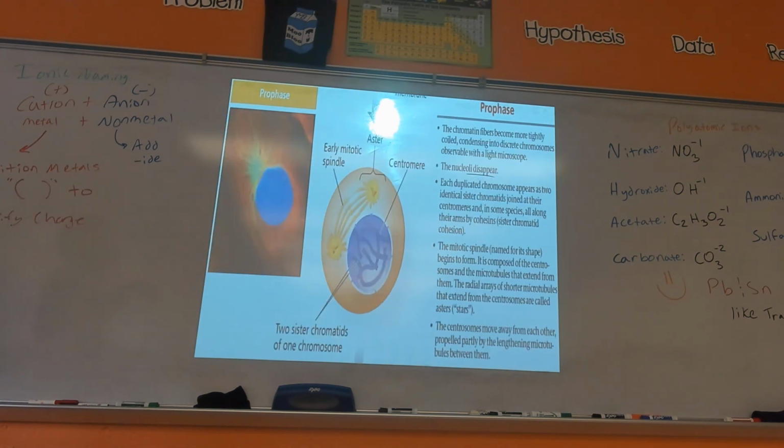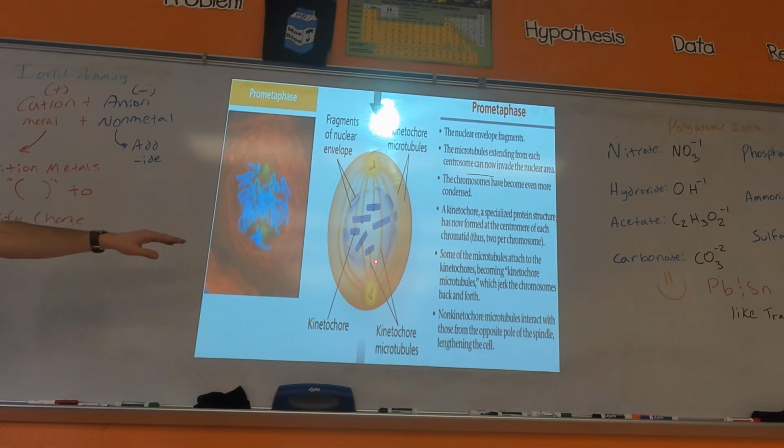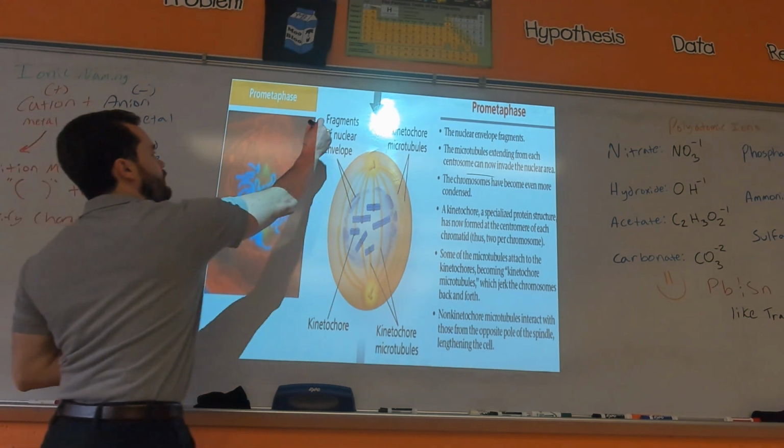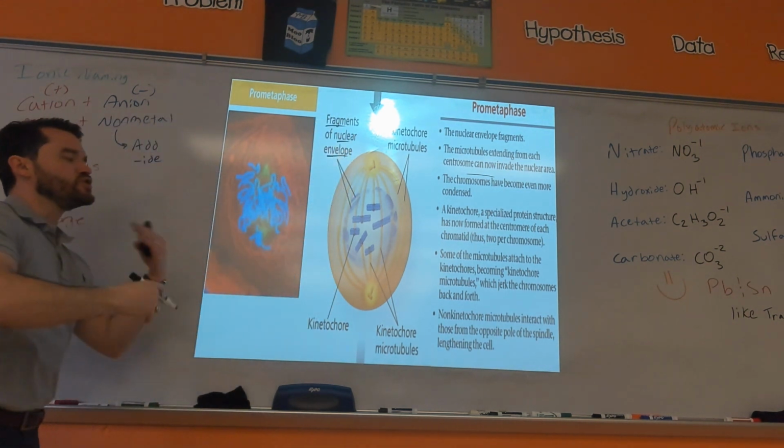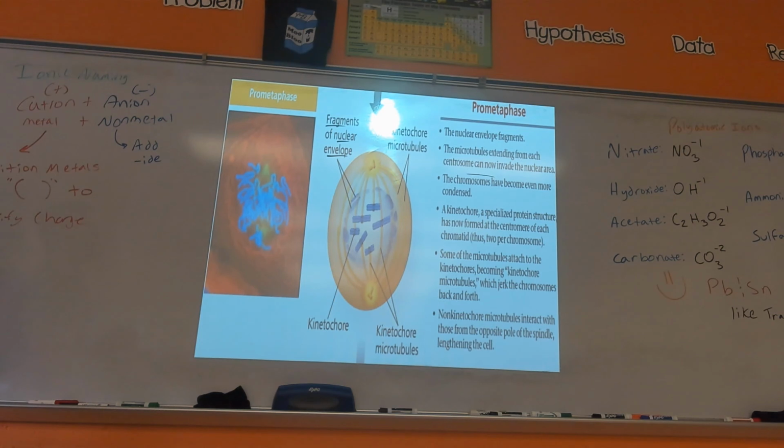Oh, I forgot to mention with prophase, like a prologue of a book, it's the beginning of the book. So prophase is the beginning of mitosis. All right, prometaphase, we're beginning to migrate those chromosomes to the center of the cell. You notice the fragments of the nuclear envelope. So the nuclear envelope broke down.